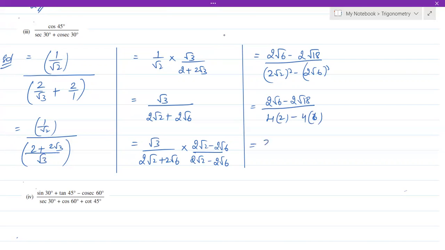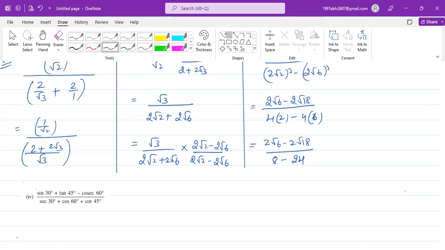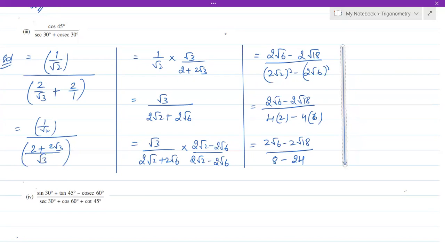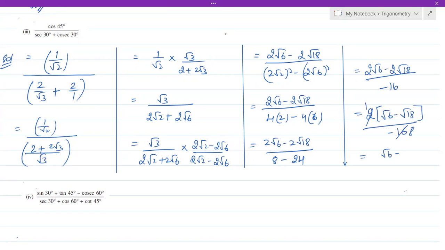I'm sorry. 2 root 6 minus 2 root 18. 4 2s are 8 minus 4 6s are 24. Therefore, it becomes 2 root 6 minus 2 root 18 divided by 8 minus 24, which is minus 16. What you can do is take 2 as common in the numerator. So it becomes root 6 minus root 18 divided by minus 16. So you can cancel 2 ones are 2, 2 eights are 16. Therefore, the final answer is root 6 minus root 18 divided by minus 8.